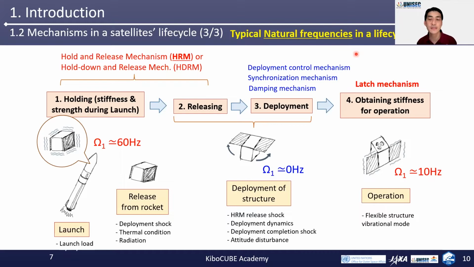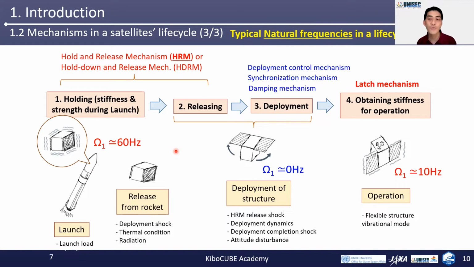So let me discuss the required natural frequencies of the deployable structures in the satellite life cycle. This discussion will clarify the characteristics of the mechanisms. During the launch of the rocket and release from a rocket, the satellite needs to be quite stiff and strong. For example, for CubeSat on ISS Kibo, the lowest natural frequency of the system is required to be larger than 60 Hz. Thus, all the mechanisms should hold the structures stiff enough.